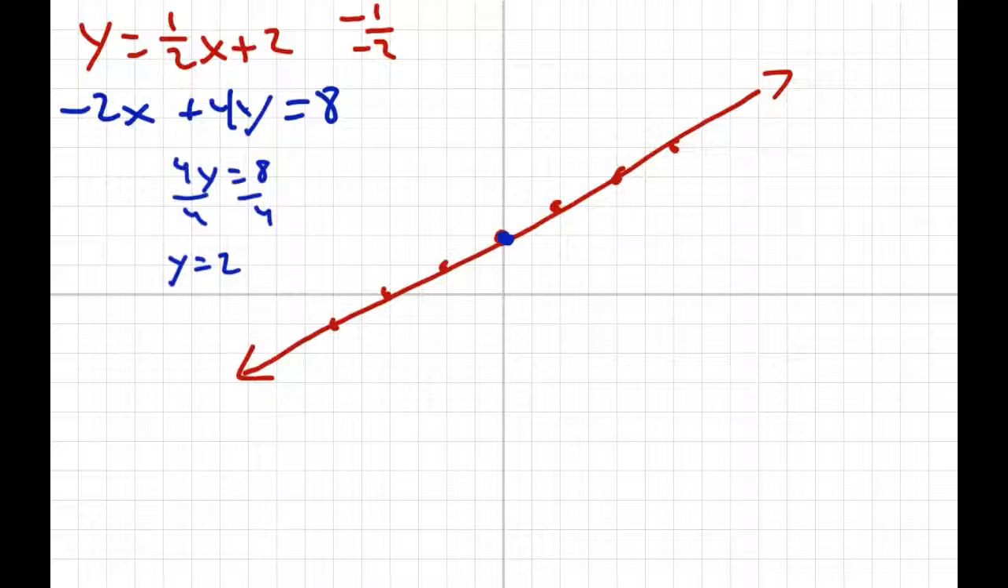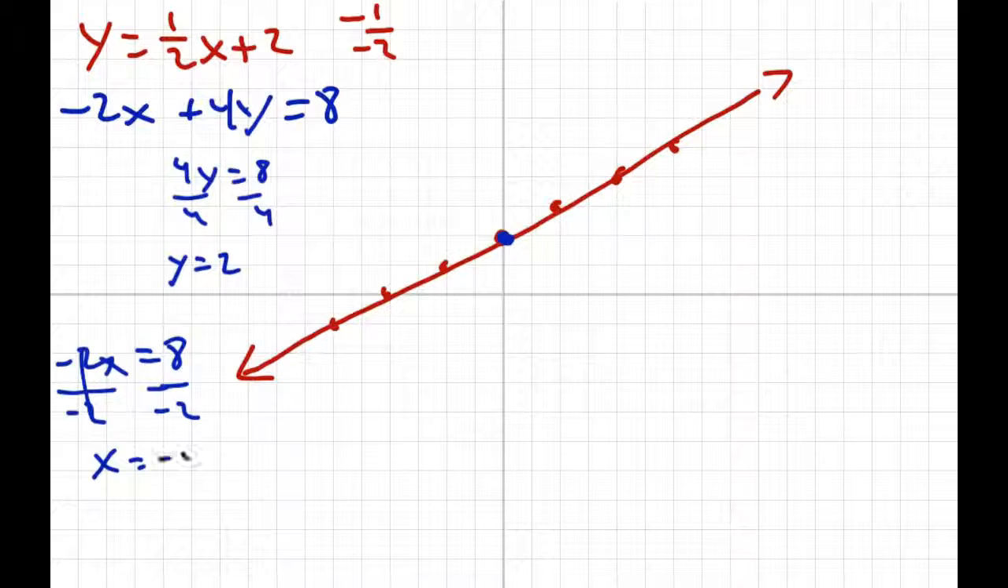For our x-intercept, we'll put 0 in for y. So 4 times 0 is 0. We will be left with negative 2x equals 8. Divide by negative 2, and x equals negative 4. So our x-intercept is going to be at negative 4, 0. So there's our 2 points. We're going to draw our line.